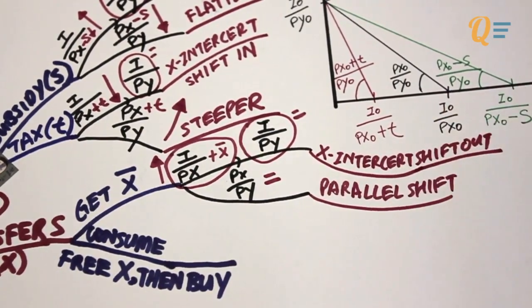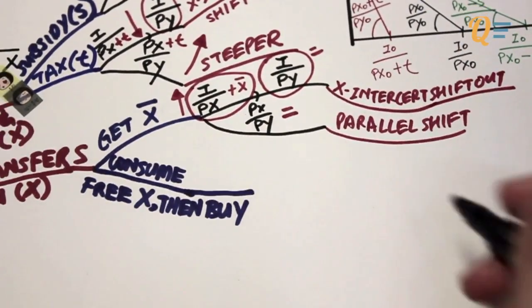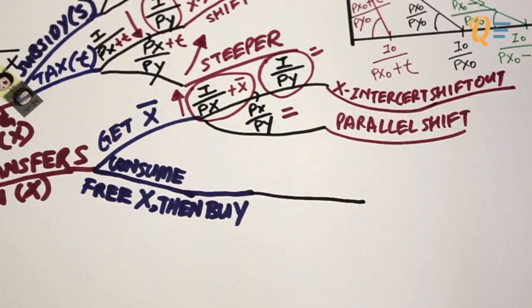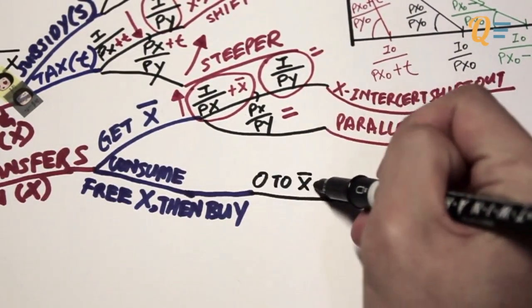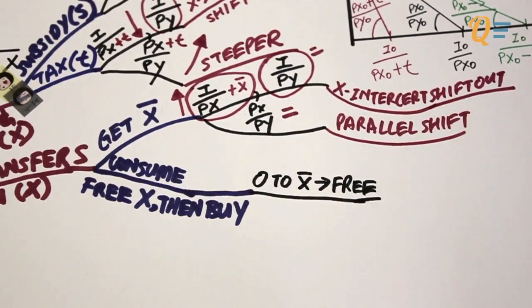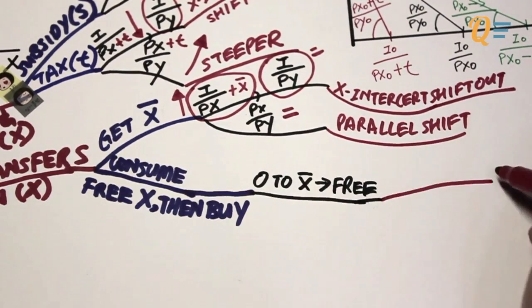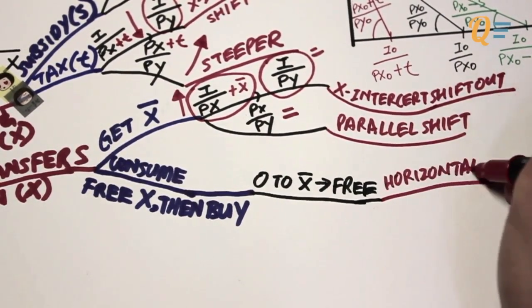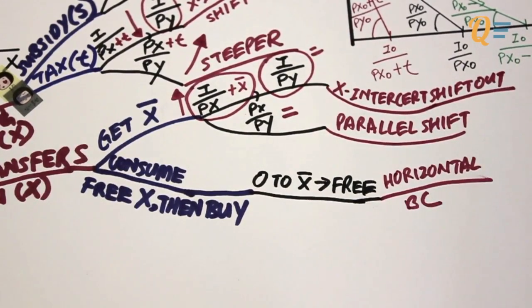And it will be a parallel shift because the price ratio is the same. So what's the difference here? I'm just going to recap on this point. The consumption of X from 0 to X bar will be free. And what will happen is that I'm going to get a horizontal budget constraint from 0 to X bar.